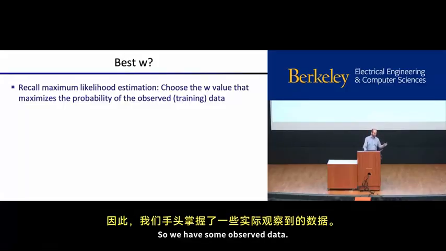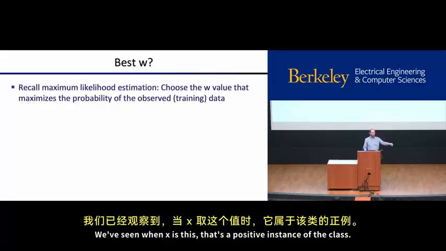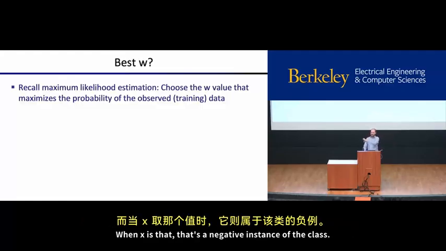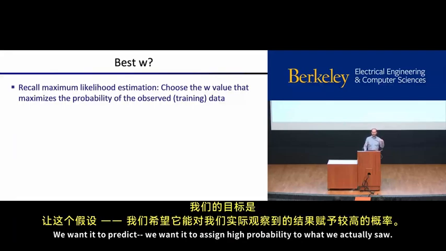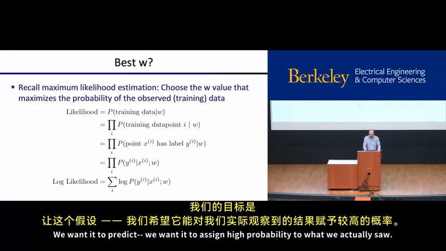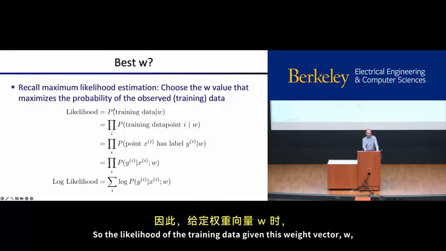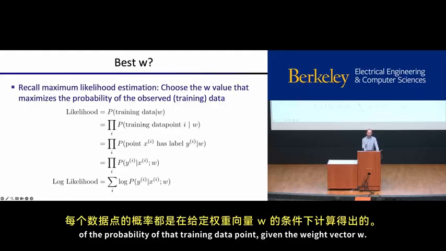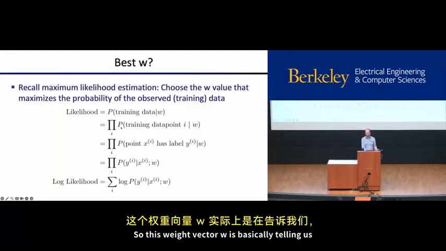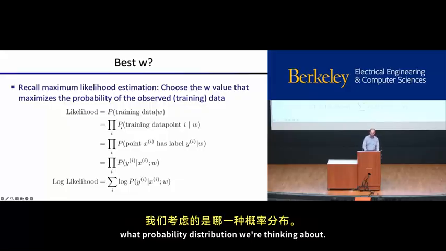We have some observed data. We've seen when x is this, that's a positive instance of the class. When x is that, that's a negative instance of the class. And so if we're coming up with a hypothesis, we want it to retrodict the data. We want it to assign high probability to what we actually saw. So the likelihood of the training data given this weight vector W takes the following form. It's the product over all the individual data points of the probability of that training data point given the weight vector W. So this weight vector W is basically telling us what probability distribution we're thinking about.